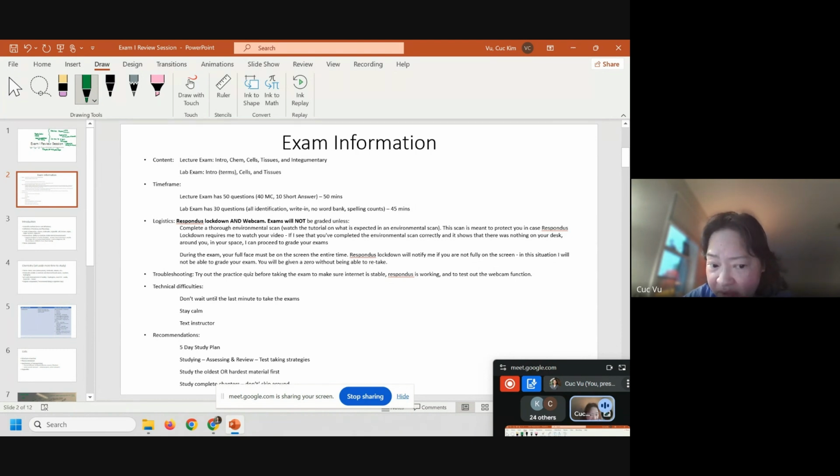My recommendation is to do the 5-day study plan: study, assess and review, and study the oldest or the hardest material first, and then study complete chapters. Don't study out of sync, because it's already a lot of content. If you study a little bit of chapter 1, a little bit of chapter 3, things mix up and it gets confusing. So you have this week, Wednesday, Thursday, Friday, Saturday. Divide up the chapters, and study the whole chapter in one go.